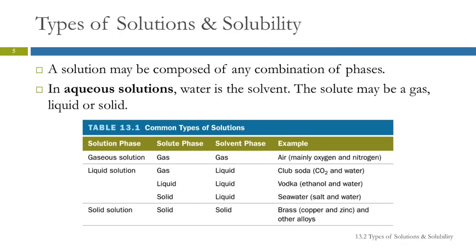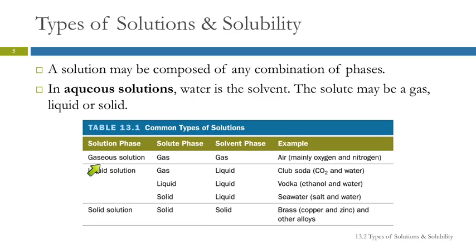So we'll come back to that topic in a minute, but first we're going to talk about different types of solutions. So a solution has two components, the solvent and the solute. There's only one solvent, but there can be many solutes. And the phase of those solvents and solutes can be anything.